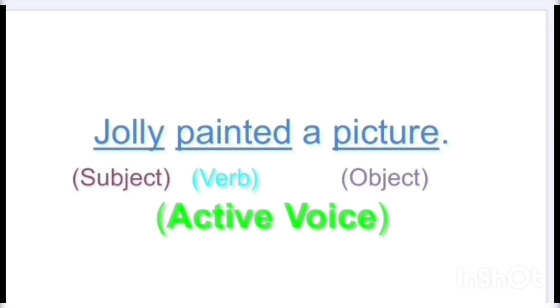Subject, verb, object. So Jolly is a subject. Subject is person. Verb is action and object is thing. You can see Jolly painted a picture. This is in active form. Active voice is subject plus verb plus object. Subject is the person, verb is the action, and object is thing.